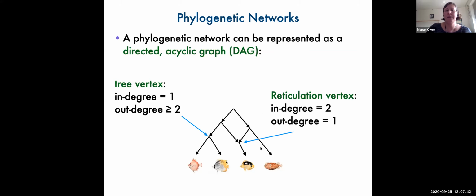And then the other thing we have is reticulation vertices. They have out degree 1, and they can only have in degree 2. And in this talk, I'm always going to assume, I think all my examples have out degree equal to 2. So you can just think of vertices with either in degree 1, out degree 2, or in degree 2, out degree 1. And then, of course, we have the root at the top with in degree 0, and the leaves at the bottom, which are our species.